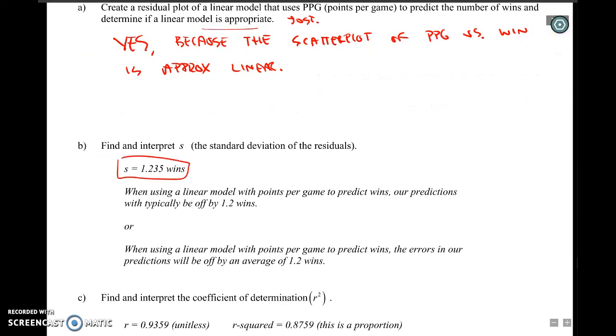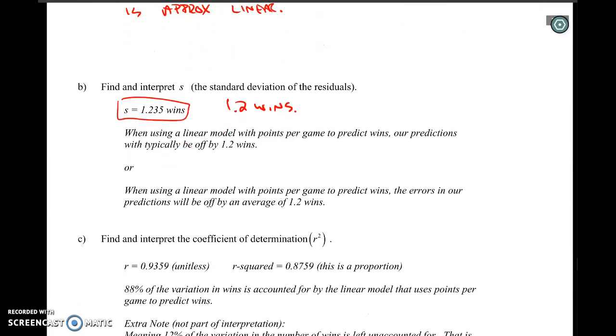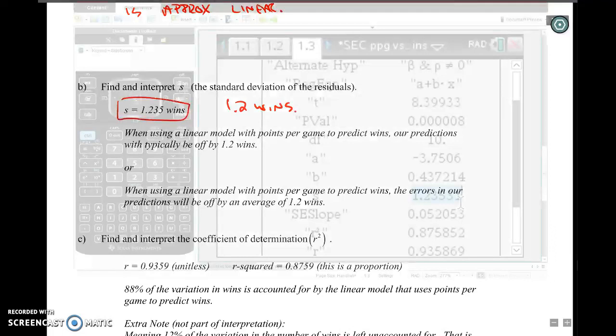Or 1.2 wins, I would say. You don't need to go that many decimals. Interpret it. That is the average error in your predictions. When using a linear model with points per game to predict wins, our win predictions will typically be off by about 1.2 wins.